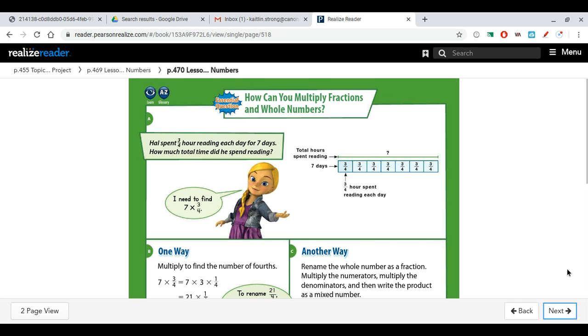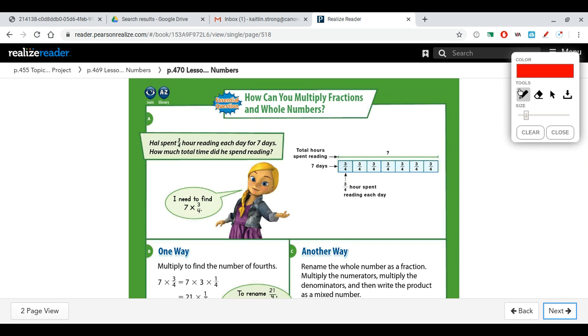If we take a look at the next page, our first problem that we're going to look at is Hal spent 3/4 of an hour reading each day for 7 days. How much total time did he spend reading? And so what's nice is they went ahead and set up the bar diagram. Each one of the boxes in the bar diagram represents a day, and he spent 3/4 reading each day, and then we're looking for that total hour. So we're going to find 7 times 3/4.